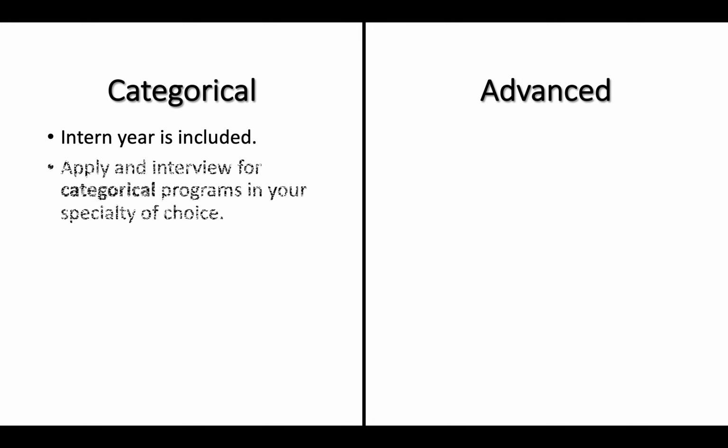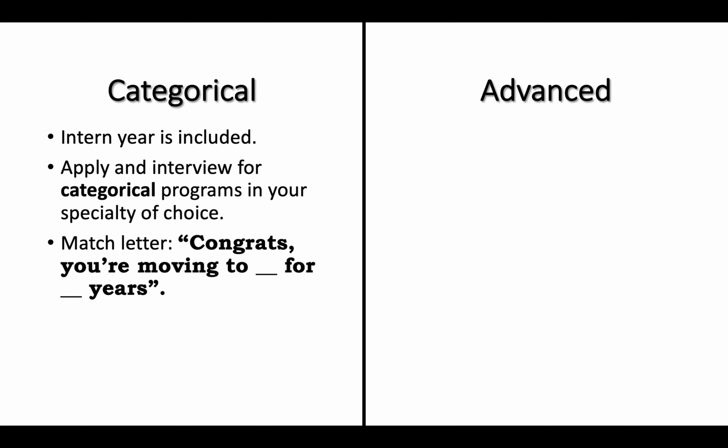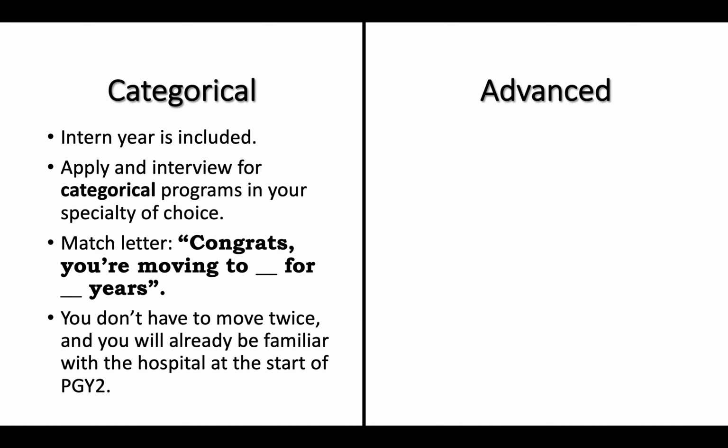When you're applying for residency, some programs include the intern year at their institution, and these are your categorical programs. So you apply to categorical programs, you interview at them, you submit your rank list, and then when you open your letter on match day, it says something like, "Congrats, you're moving to blank for however many years." And you'll do your intern year and the rest of your residency at that one program in that one place. The nice thing about this is that you don't have to move twice, and you're already familiar with the hospital, the EMR, and some of the staff.